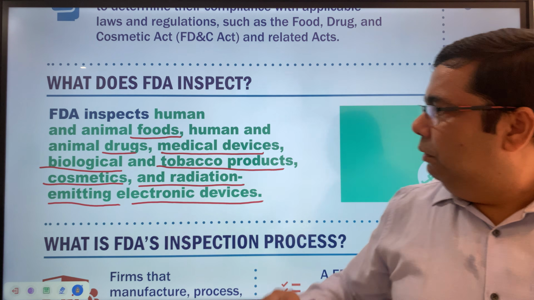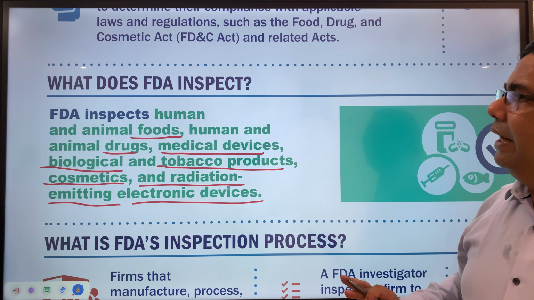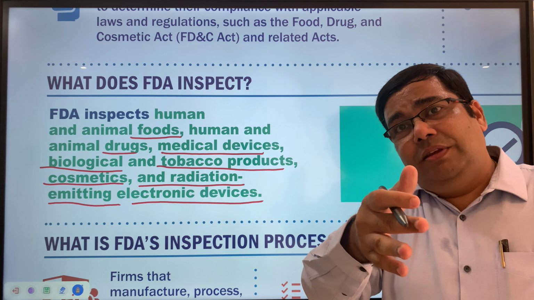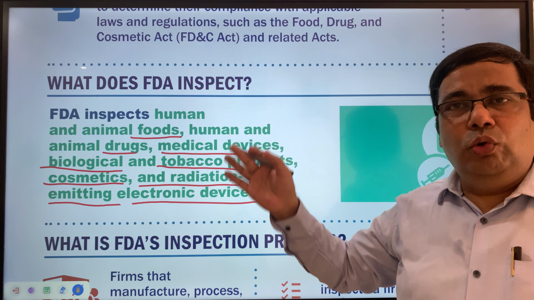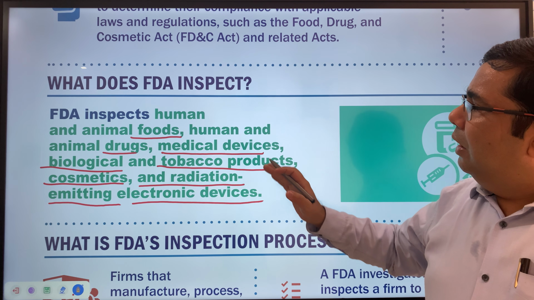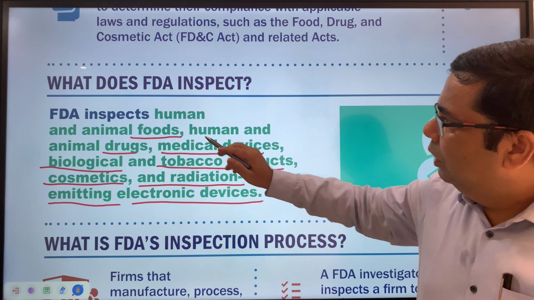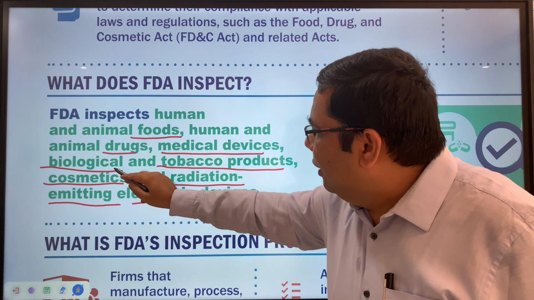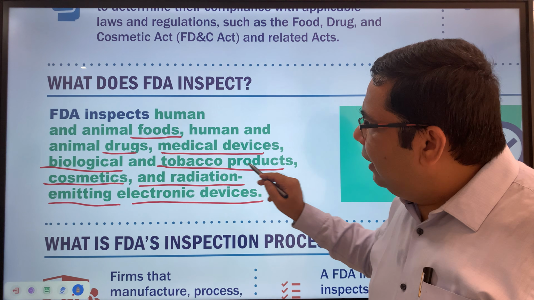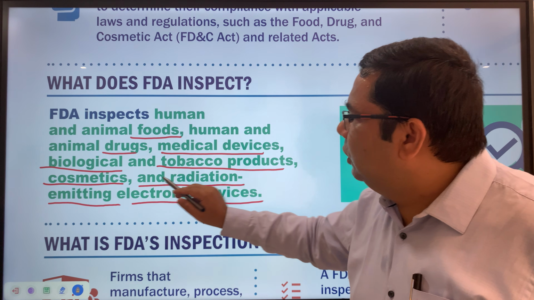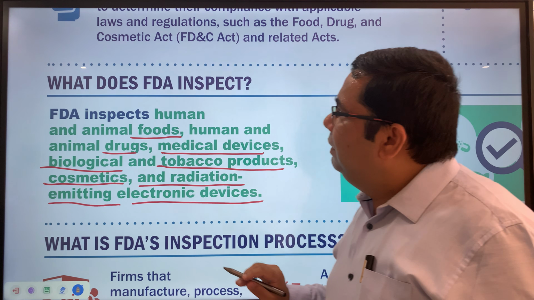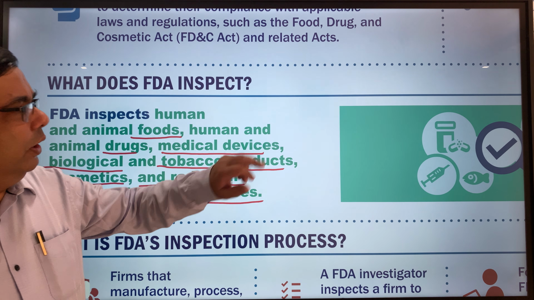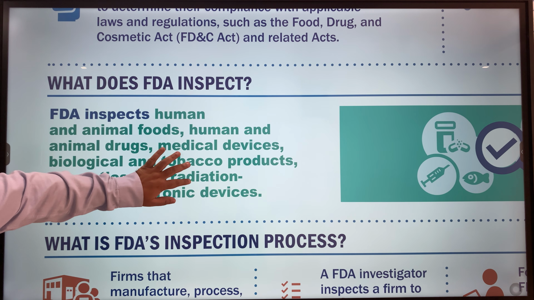When these products are manufactured for FDA, whether it is manufactured in the US or outside of the US, FDA will inspect. And what types of products are the focus? Human and animal foods, human and animal drugs, medical devices, biologicals, tobacco products, cosmetics and radiation emitting electronic devices. These are all the products under the FDA focus, right? Hope this point is clear to all of you.